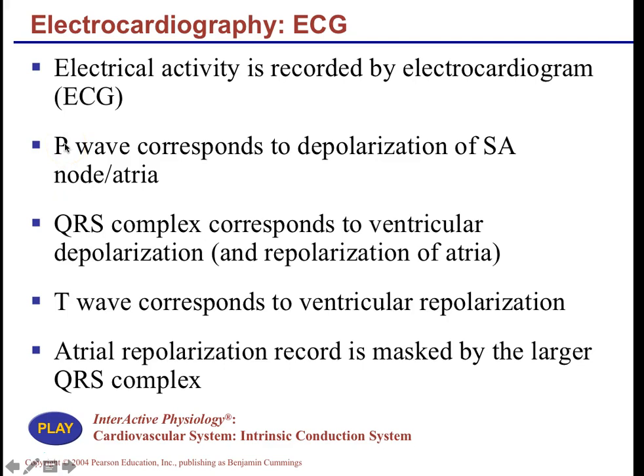And I'm going to show you a picture in a second, but for some reason they decided to go to the middle of the alphabet, and so you have a P, you have a Q, R, S, and you have a T. So P is going to be a wave that corresponds to the depolarization of the sinoatrial node. And then you are going to have a QRS complex.